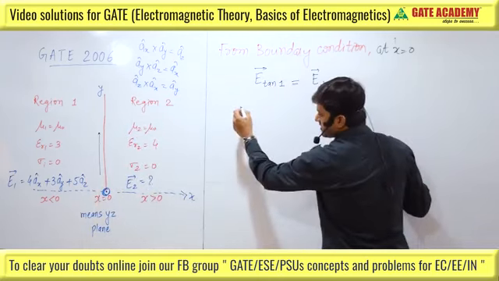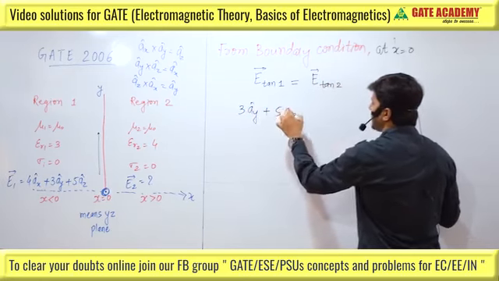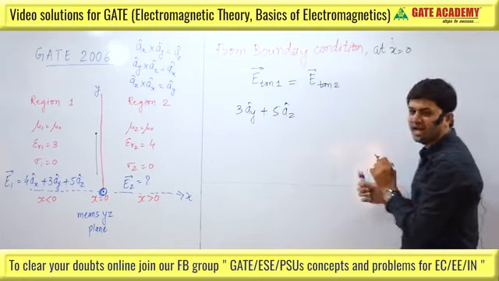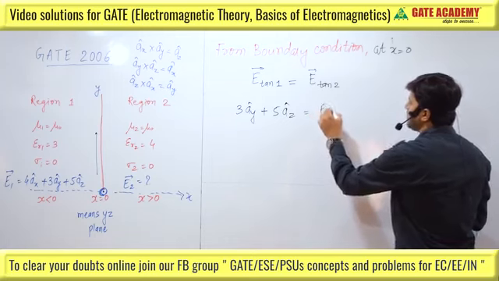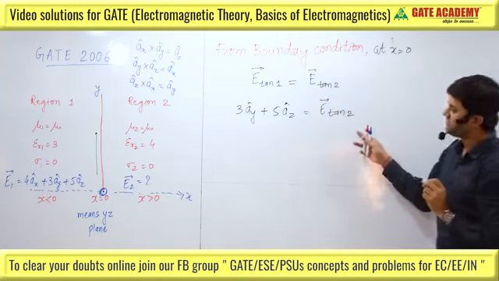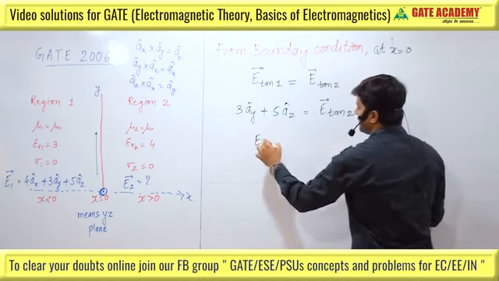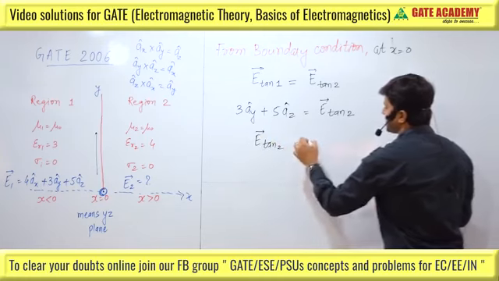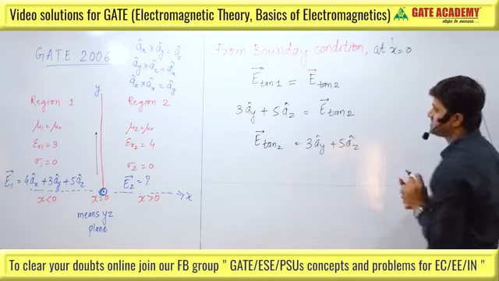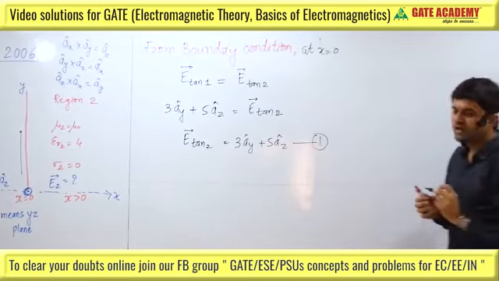So 3AY plus 5AZ, this will be the tangential component of electric field in region 1 at the boundary, and the tangential component of electric field in region 2 will also be the same from this boundary condition. So we have the tangential component of electric field as 3AY plus 5AZ. Put it as equation number 1.